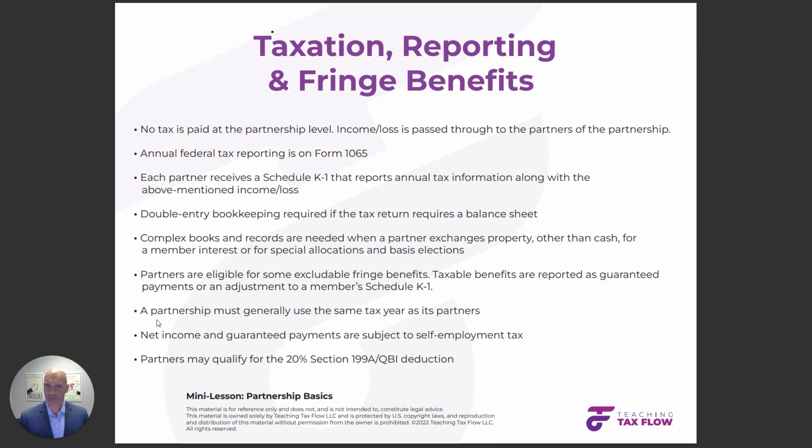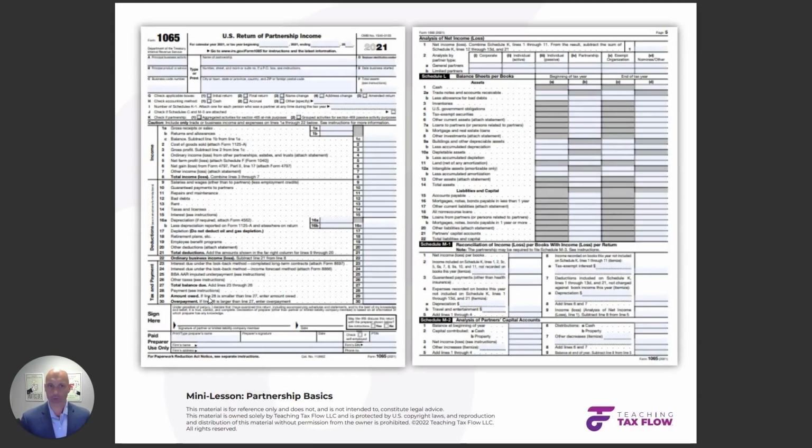Partnerships generally have to use the same tax year as the partners. Net income and guaranteed payments are subject to self-employment tax. So assuming you have a business, and we're not talking about rental property, typically the net income and guaranteed payments are subject to self-employment tax, but the qualified business income deduction, or the 199A deduction, that 20% deduction, is available to partners. That's all reported on that K-1.